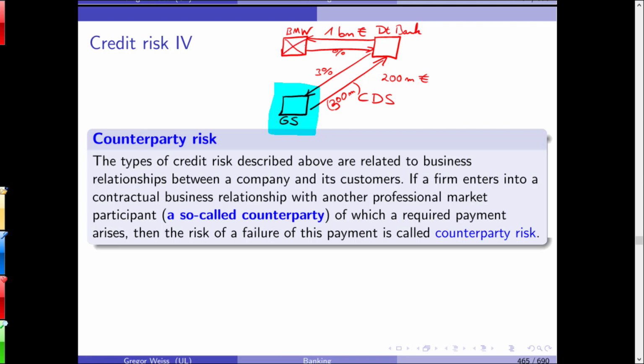Deutsche Bank thought it had credit insurance for the case of BMW defaulting. BMW defaults. Deutsche Bank now thinks, okay, we can recover 30% from our credit default swap from Goldman Sachs. And Goldman Sachs is no longer with us, and this is counterparty risk. The counterparty in your contract can no longer fulfill their obligations from this contract. And this is exactly the scenario that happened during the financial crisis.